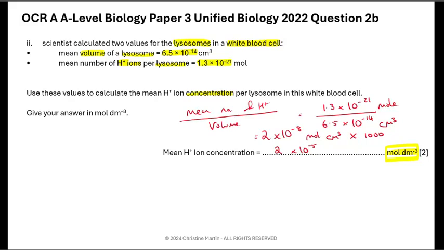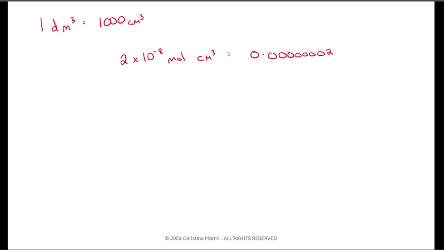To my video on why it is that you times by 1,000 rather than divide. So I wanted to go through and say, yes, you are right. 1 decimeter cubed does equal 1,000 centimeters cubed. So if we take our number, which was 2 times 10 to the minus 8 moles per centimeter cubed, and we actually turn that into a decimal point, you can quite clearly see our number.